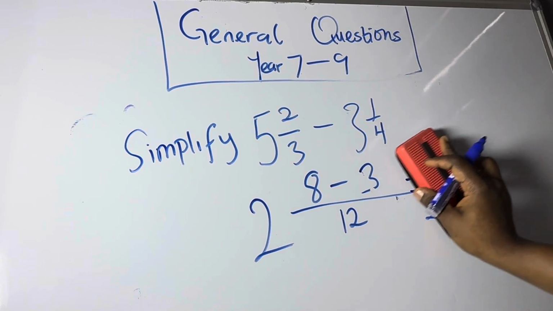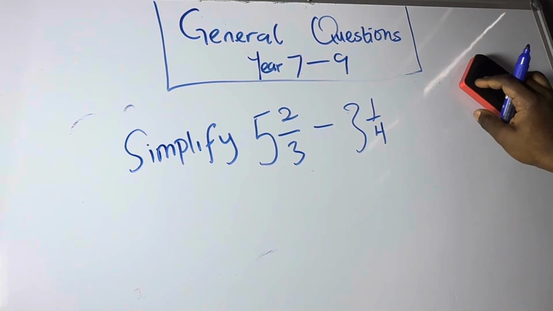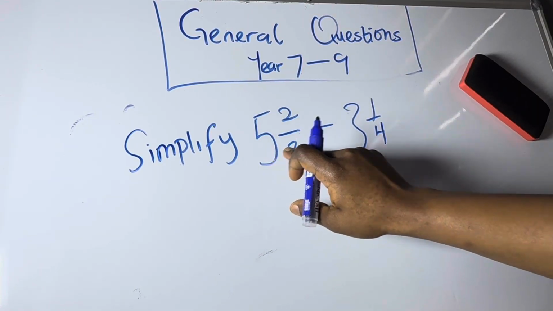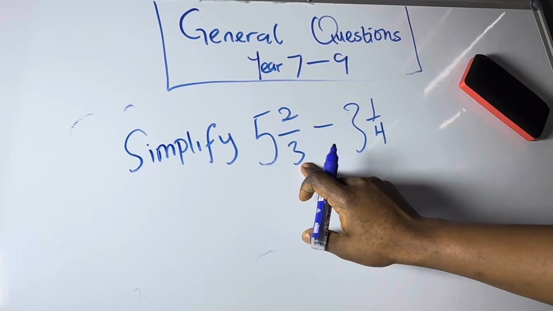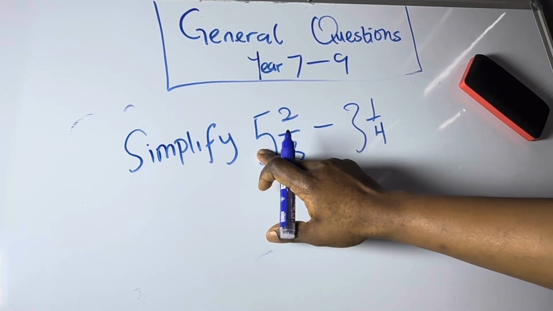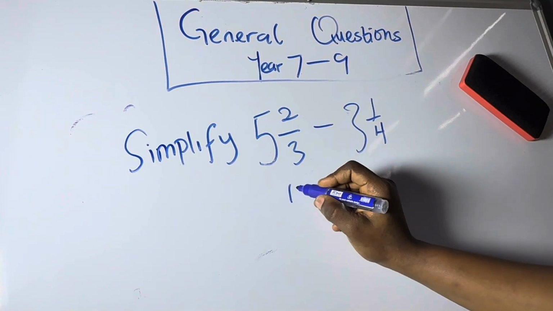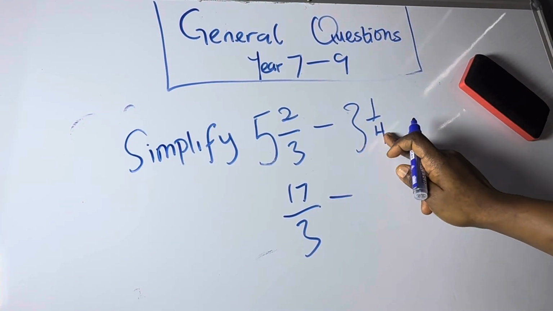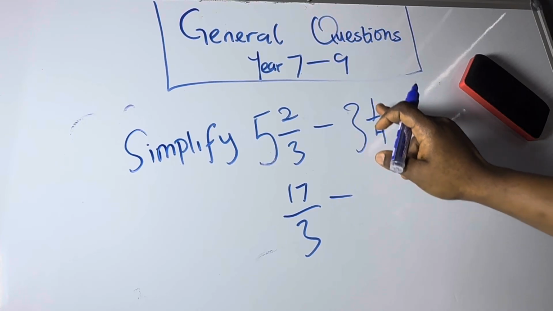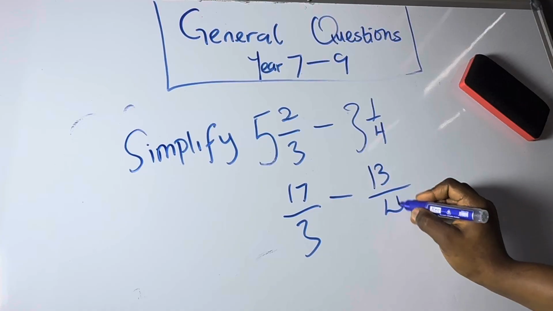Another method is when we convert this to an improper fraction by multiplying the whole number and the denominators together. That's 3 times 5, which is 15. 15 plus 2 is 17 over 3 minus 3 multiplied by 4, 12. 12 plus 1, that's 13 over 4.